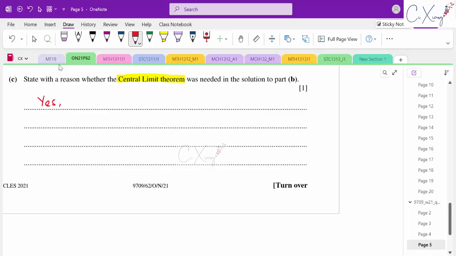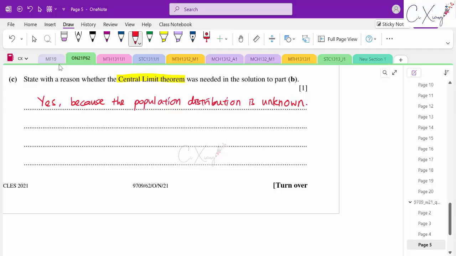So you can say yes, and the reason is because the population distribution is unknown.